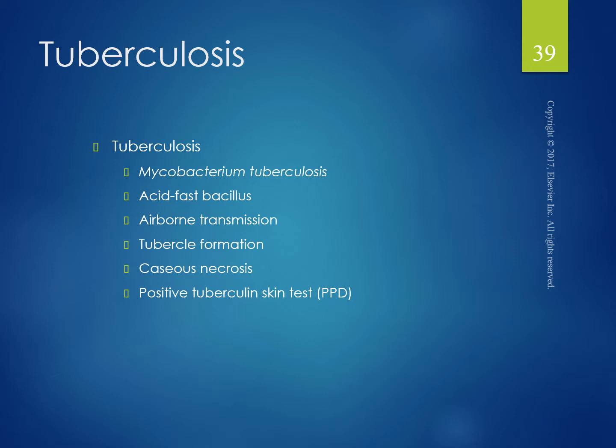So tuberculosis is an infection caused by Mycobacterium tuberculosis. It is an acid-fast bacillus that usually affects the lungs but may invade other body systems. Tuberculosis is the leading cause of death from a curable infectious disease in the world.